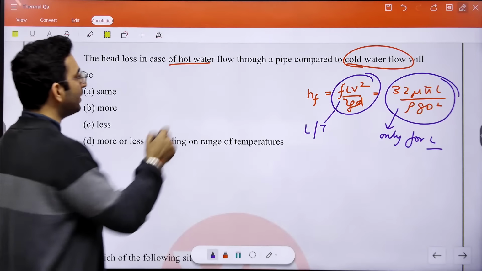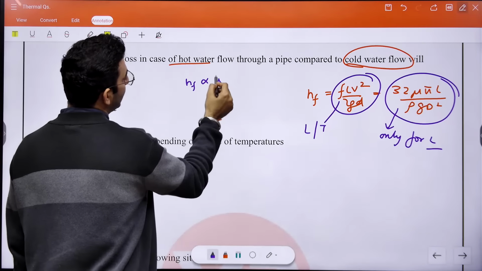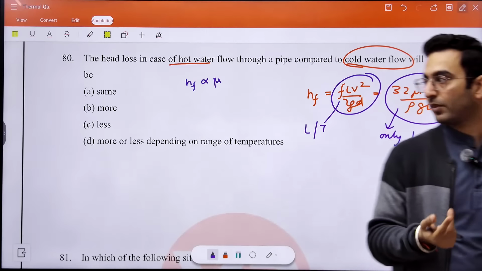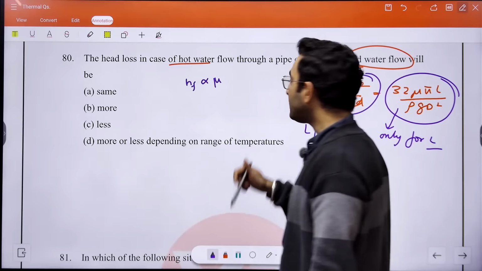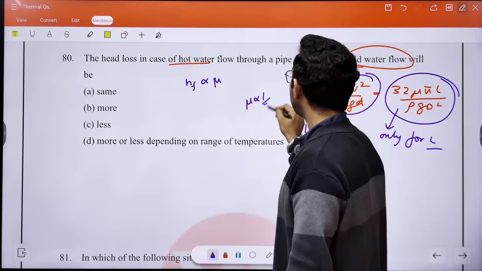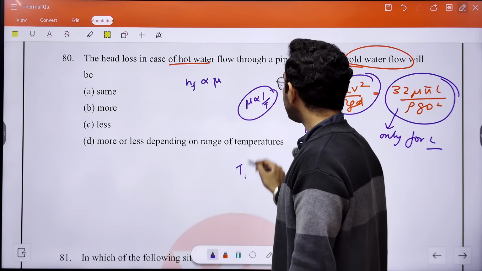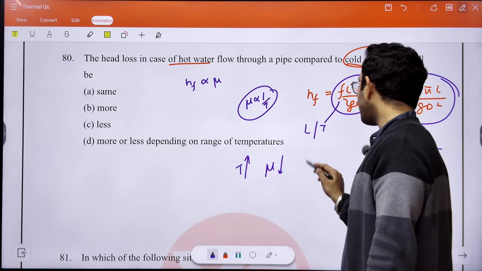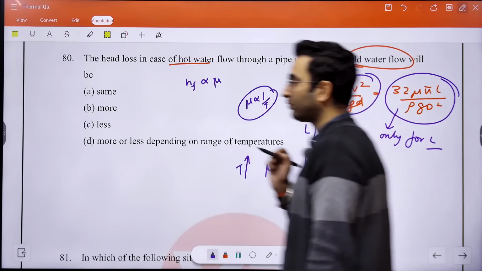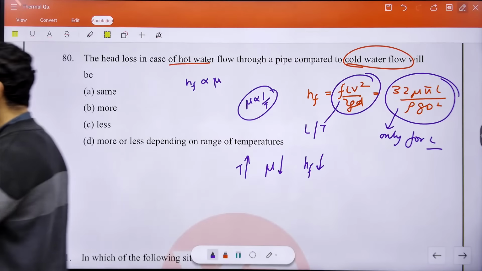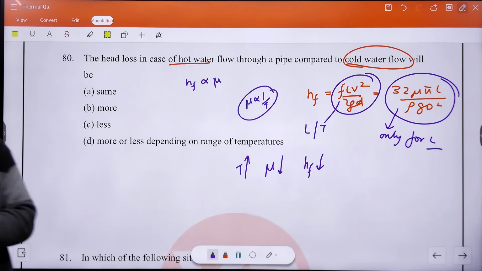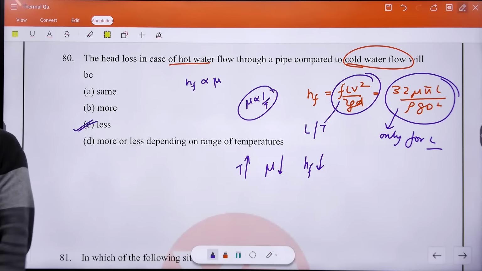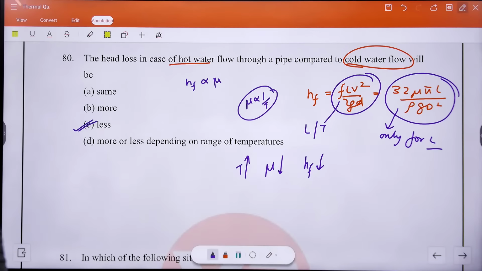Now you can see hf is directly proportional to the viscosity. So larger the viscosity, larger will be the head losses and the friction. We also know that in liquids, viscosity is inversely related to temperature. That means if the temperature is increased, viscosity decreases, and so head losses decrease. So head losses will be less in the case of hot water as compared to cold water. Option number C will be the correct answer in this case.